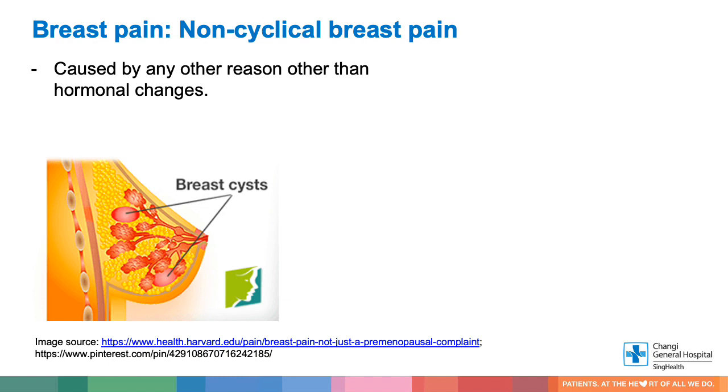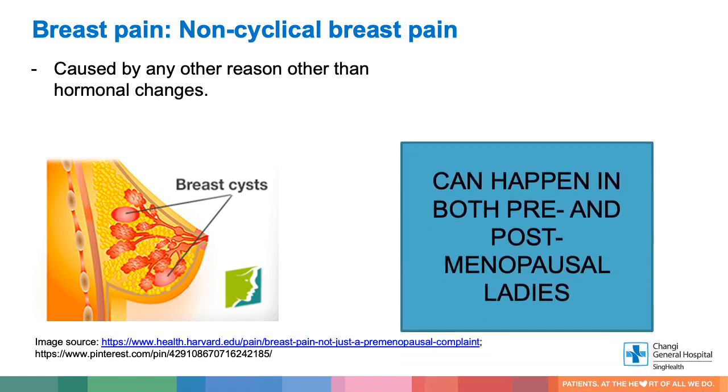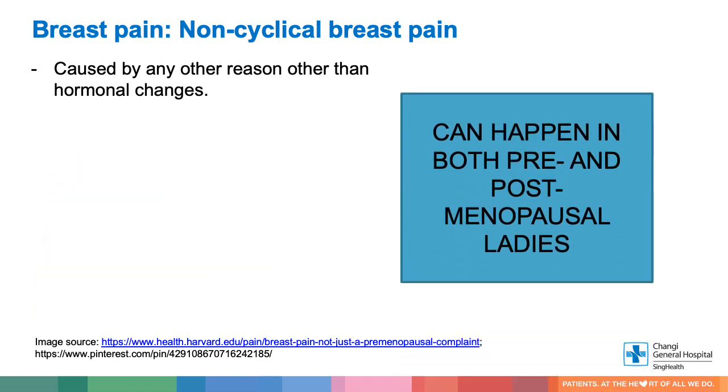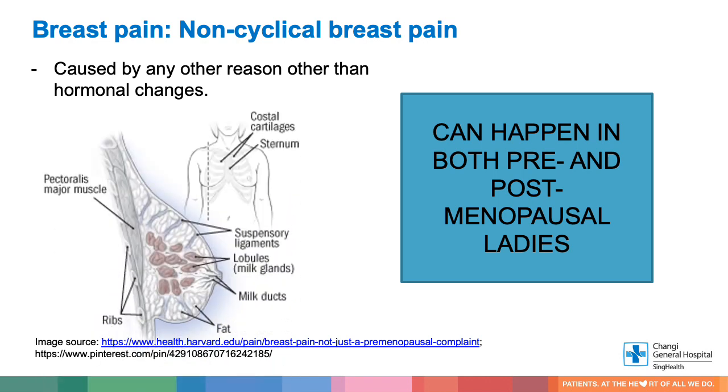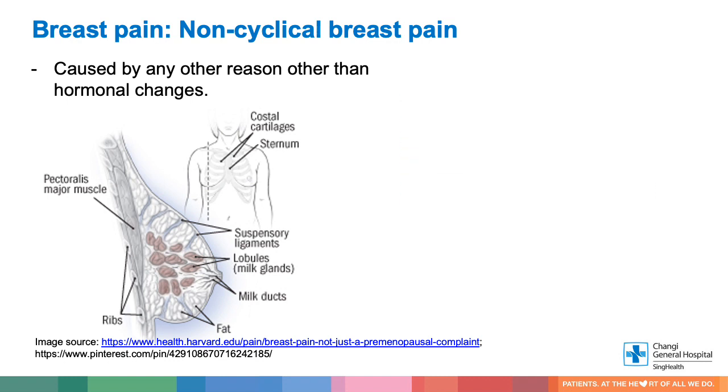The other type of breast pain is commonly known as non-cyclical breast pain. It is caused by any reason other than hormonal changes, and this can happen in both pre- and post-menopausal ladies. As we can see in this picture, not only the breast, but around the breast area, there are actually muscles, ribs, and cartilages or the bones nearby known as the sternum, and these can all be causes of pain other than those caused by normal hormonal changes.